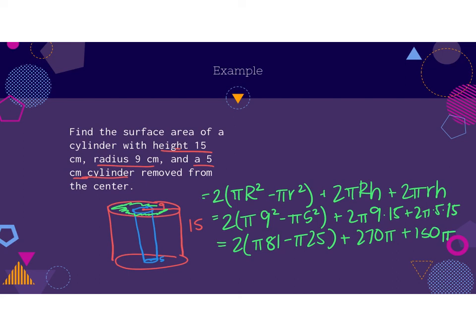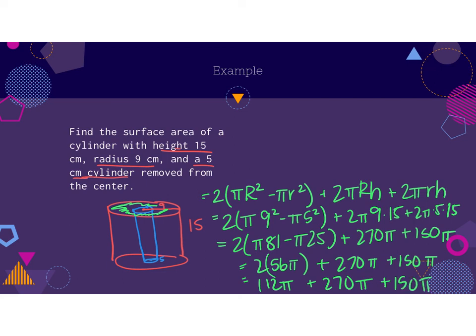We can do 81 pi minus 25 pi, since these are like terms, and we get 56 pi. We still have to eventually multiply it by 2, bring everything else down. I'm going to multiply that 56 by 2, and I get 112 pi plus 270 pi plus 150 pi. And I need to add those all together because they are all like terms. And I get 532 pi centimeters squared for our surface area. Again, leave it in terms of pi.